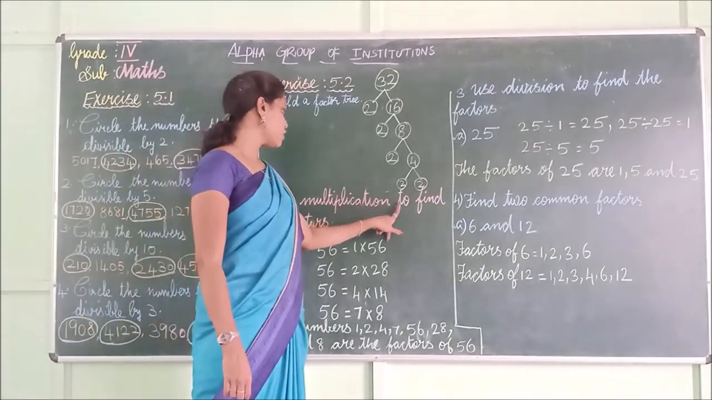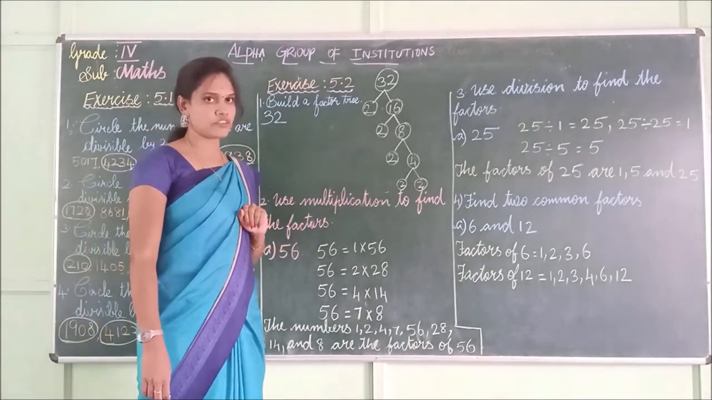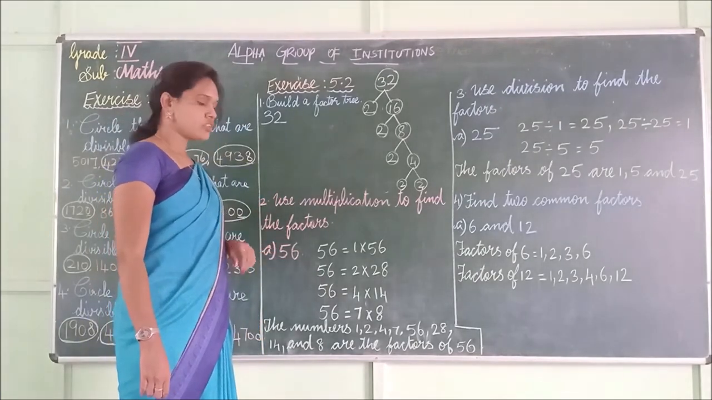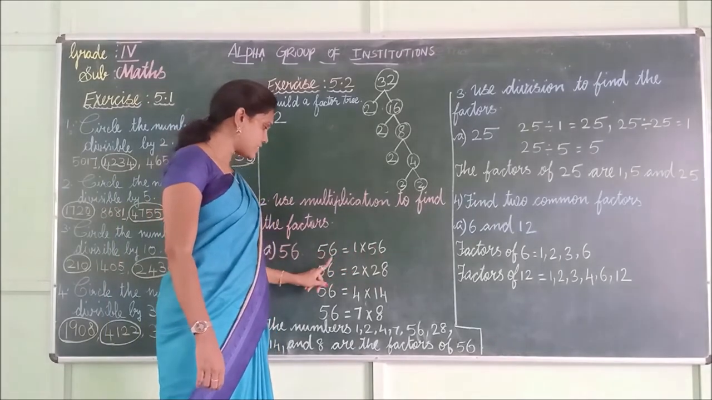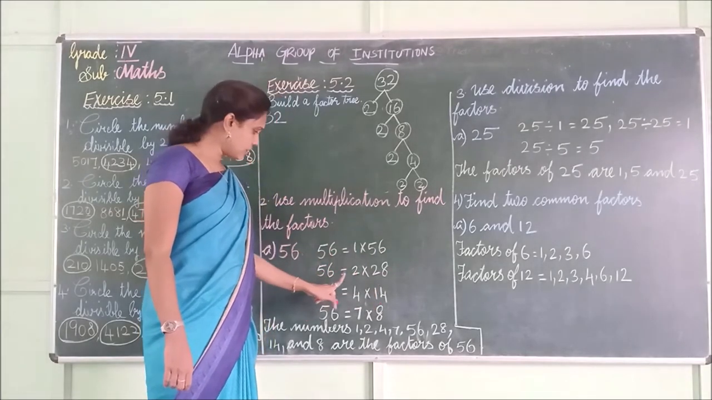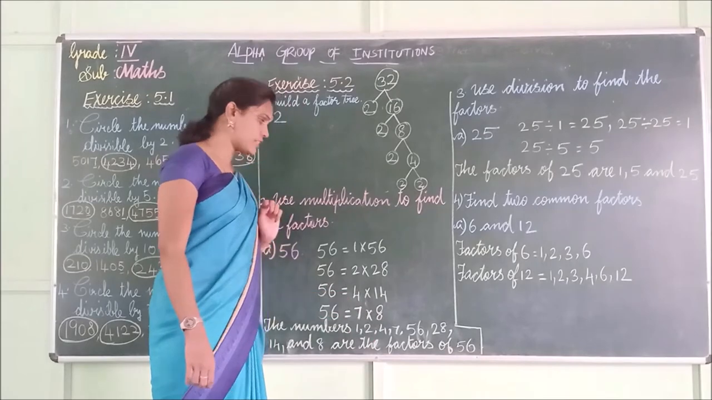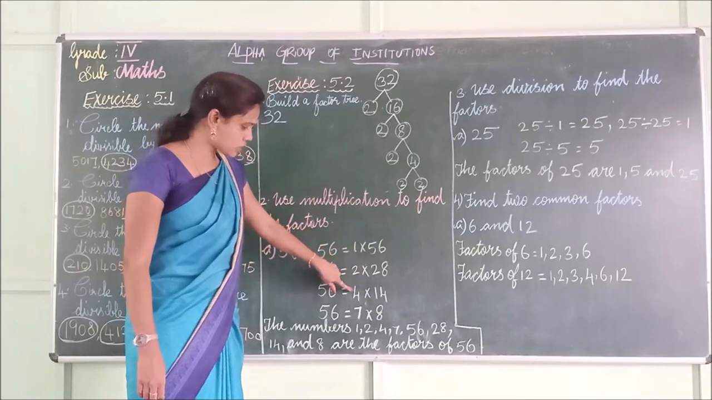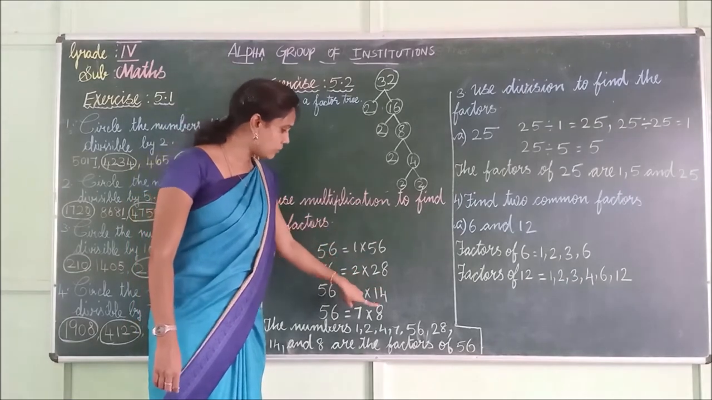Use multiplication to find the factors. We have to use the multiplication method to find the factors. See 56. Here I have written 56 is equal to, in the 1 table, 1 into 56 is 56. Next, 2 into 28 is 56. Next, 4 into 14 is 56. Next, 7 into 8 is 56. So 56 will come in the 1 table, 2 table, 4 table, 7 table, as well as the 56 table, 28 table, 14 table, 8 table.